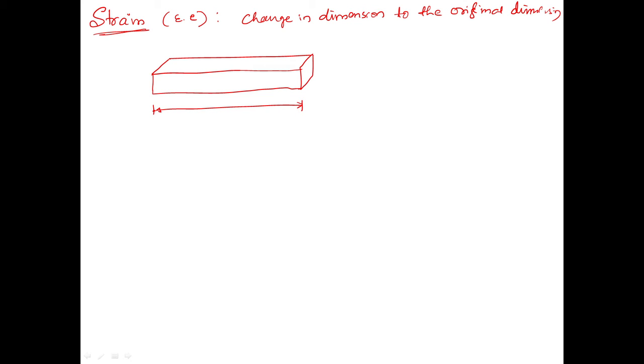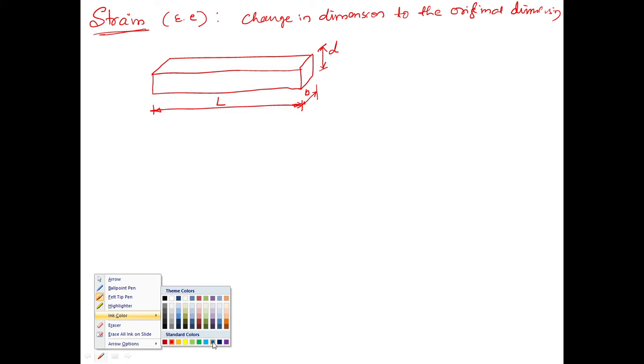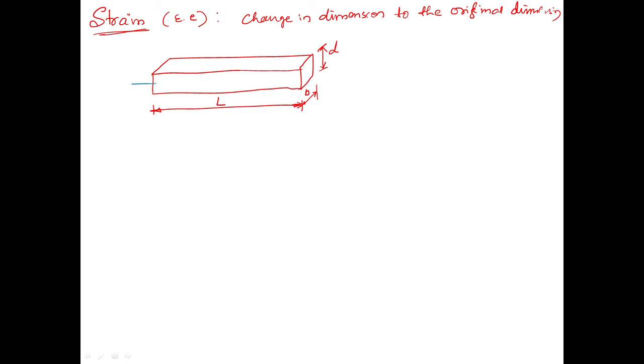which has a length L, and a depth D, breadth B, length L. Okay. Now let us apply the load here in its axial direction. So what happens here? As the load is applied, it is going to get a new shape.